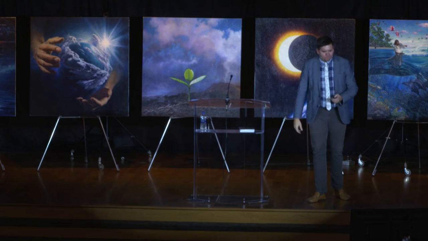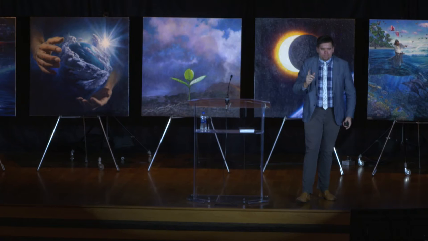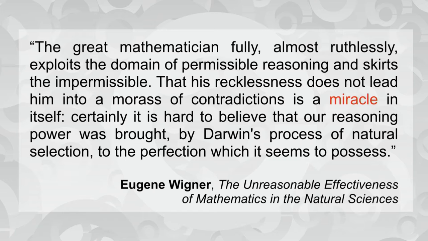He said, the fact that the great mathematician fully, almost ruthlessly, exploits the domain of permissible reasoning and skirts the impermissible. He says, the fact that this recklessness does not lead him into a morass of contradictions, him making up things like i and these irrational numbers, the fact it doesn't lead into a bunch of contradictions is a miracle, he says. It's a miracle that we can do this kind of mathematics. But then note his comment. Certainly, it is hard to believe that this reasoning power was brought by Darwin's process of natural selection to the perfection which it seems to possess.